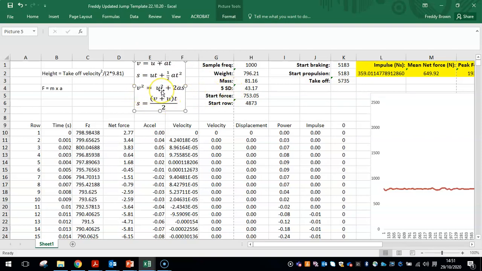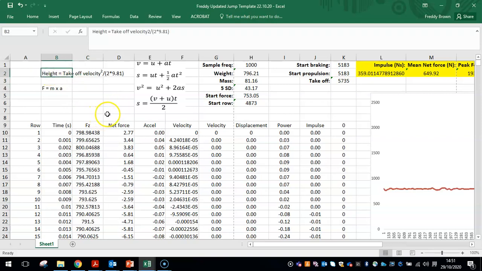u squared, that's initial velocity, or in our case takeoff velocity when you jump, plus 2as. We know a, which is the acceleration due to gravity, always 9.81 meters per second squared on planet Earth. And S is the distance, the height that we want to work out. Rearranging this equation into normal terms gives you: height equals takeoff velocity squared divided by 2 times the acceleration due to gravity, 9.81.